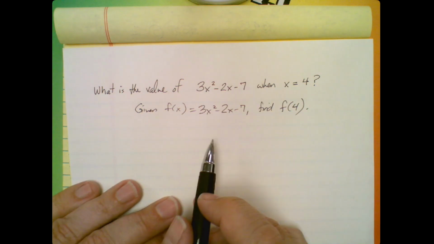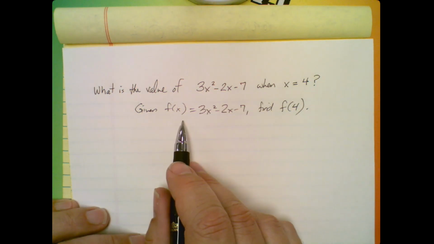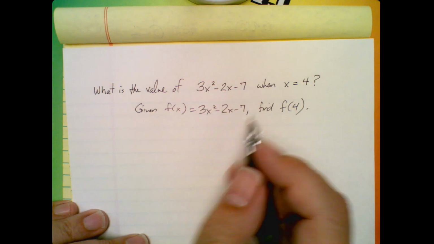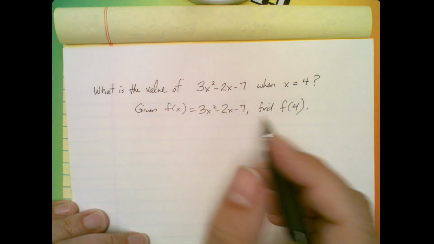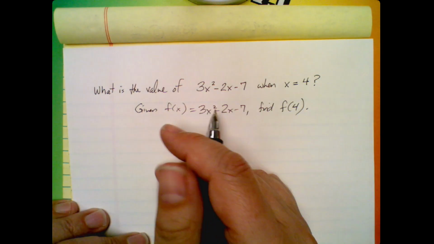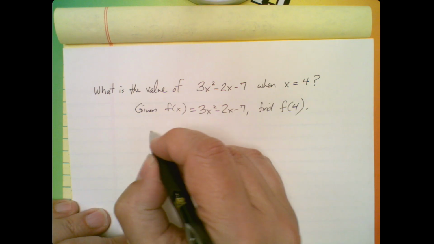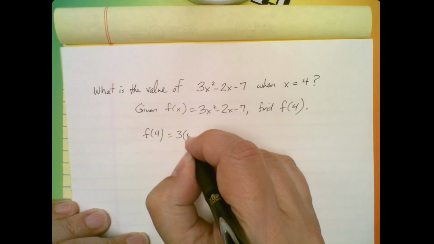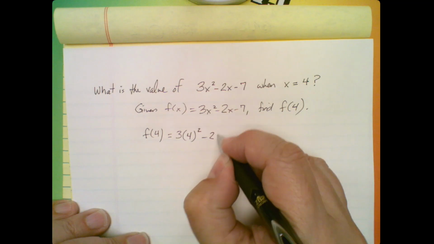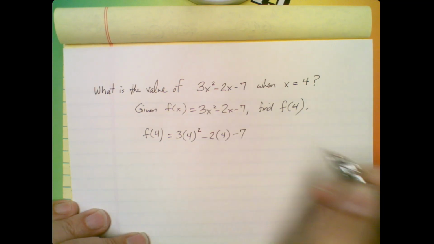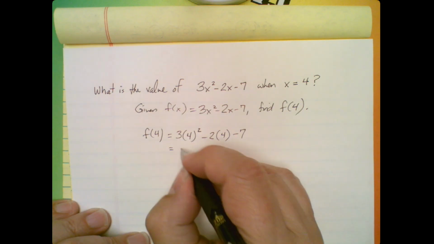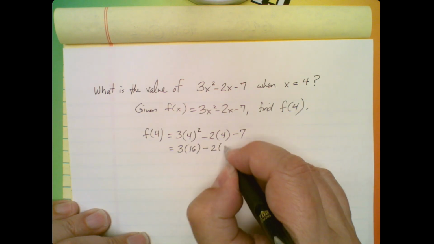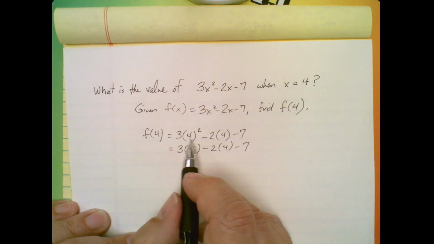So the most straightforward way to do this, of course, is simply to plug 4 in for x and actually do all the arithmetic. This is sometimes called direct evaluation or direct substitution, and this is what we usually do most of the time, right? So, for instance, f of 4 would be 3 times 4 squared minus 2 times 4 minus 7. That's going to be equal to 3 times 16 minus 2 times 4 minus 7, because we evaluate our powers first.